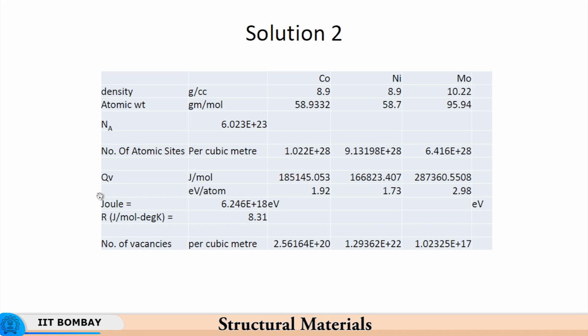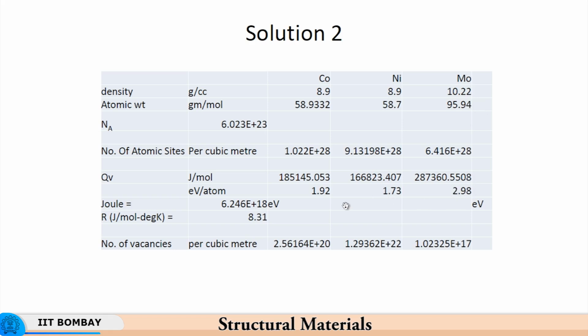Now, the energy in terms of joules per mole is 185145 joules per mole. This is the activation energy that is needed for forming the vacancy. Alternately, you can express the energy for forming a vacancy in electron volts per atom, and that is equal to 1.92 for cobalt, for nickel it is 1.73 and molybdenum it is 2.98.